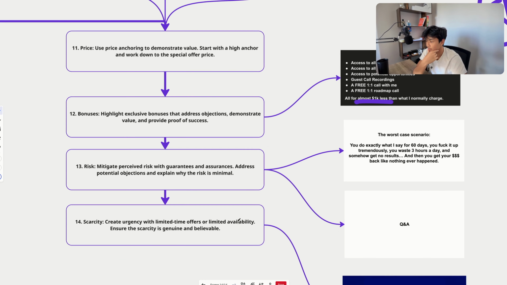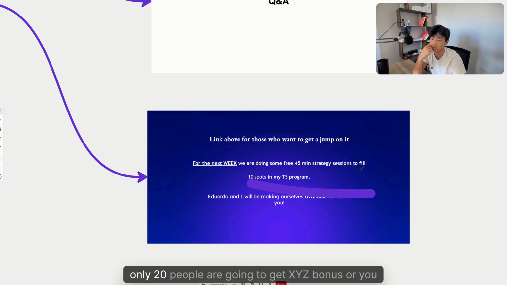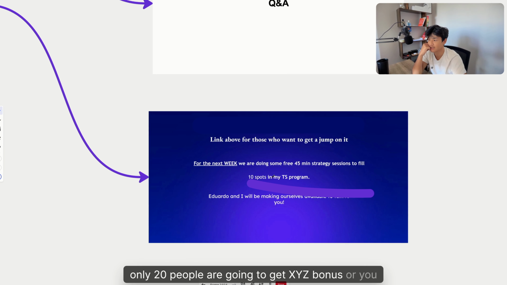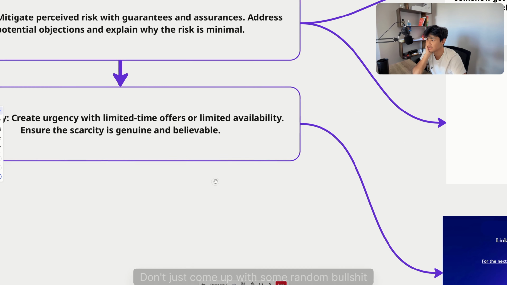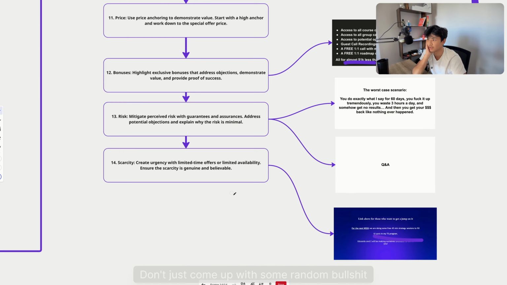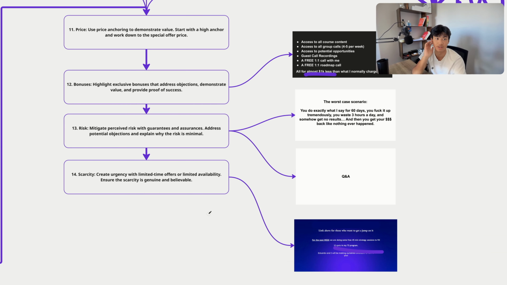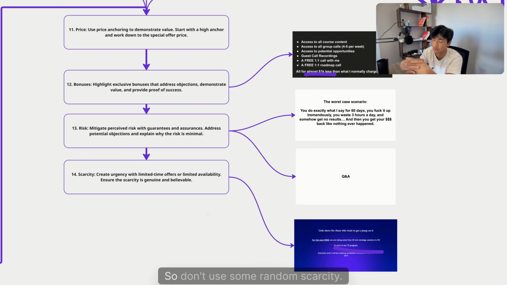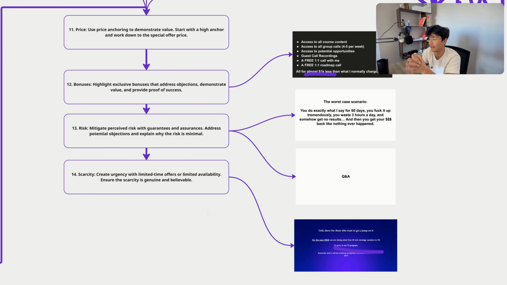Anyways, the scarcity could be done by spots. I only have 10 spots, or only 20 people are gonna get XYZ bonus, or this offer is actually only open for XYZ. I mean, make it believable, make it actual scarcity. Don't just come up with some random bullshit, because again, we're in a trust recession. Trust is the new currency. Literally, what you want to do is just have people trust you. So don't use some random scarcity. Be honest, and have actual real scarcity.